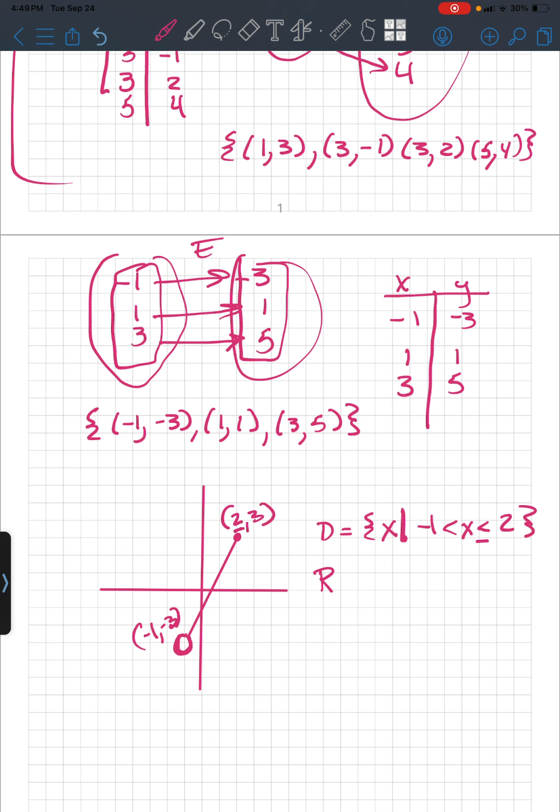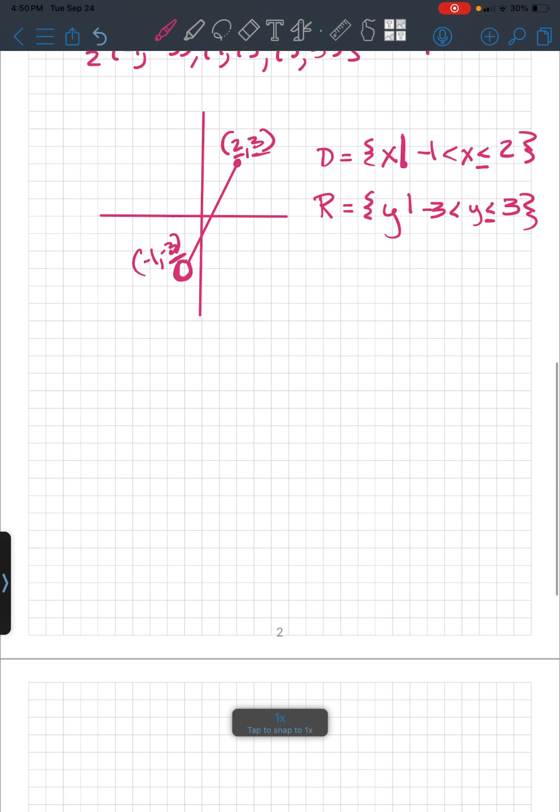So our range is going to be y such that, we're going to skip over here and make a little y. And we'll fill in whether it's equal to or not. But we're going to put our least y, which is -3, which is right here. And it can't equal, so it's not going to be equal to, it's just going to be greater than. And then 3 is our greatest y, and it can equal 3. And then don't forget to close that out.